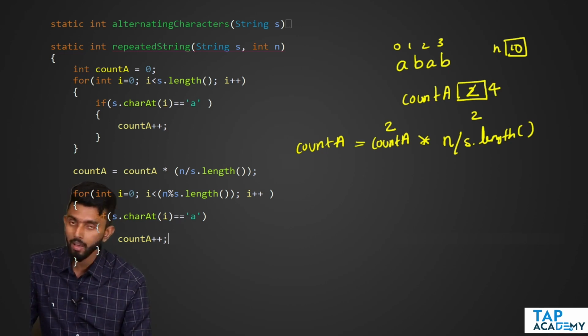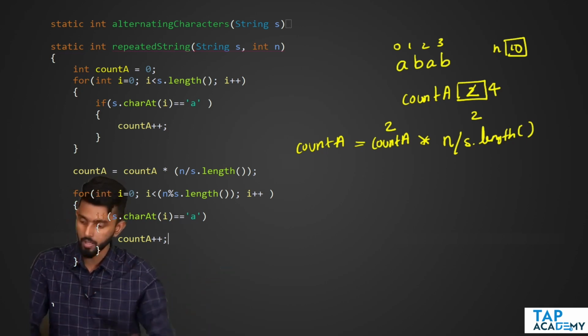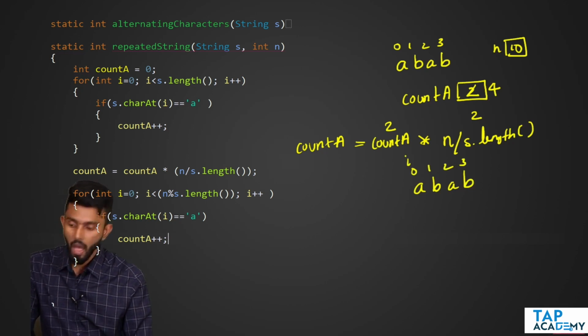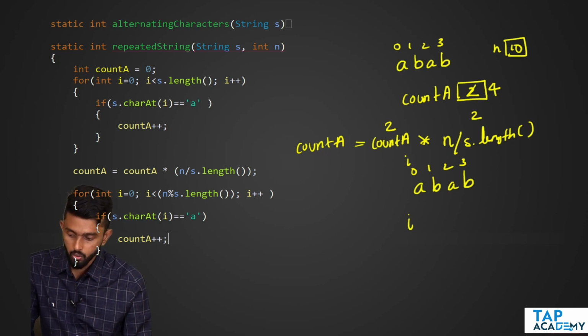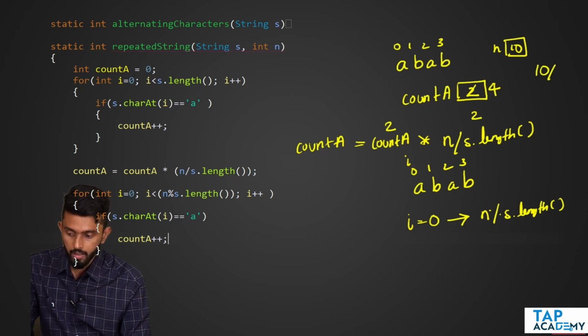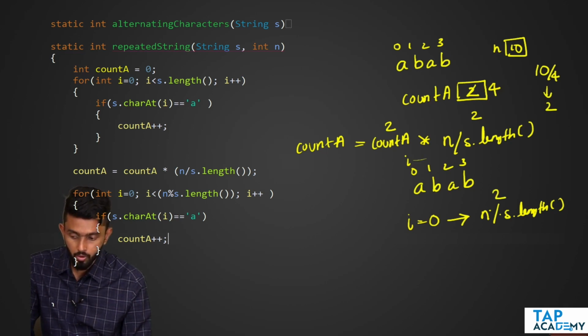But there could be some pending characters. So in those pending characters, how many A's? I took the same string. I made i start from 0, and I want i to go only till the pending characters. I said, hey i, you start from 0, but go only till n mod s dot length, which is divide and give me the remainder. If I divide 10 by 4, what I get as the remainder is nothing but 2. So 0 less than 2 means I will go till here.